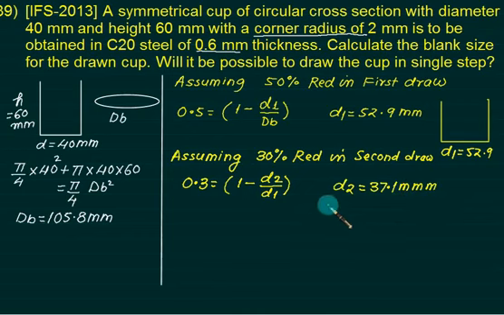So anything from 32.7, 32.1 less than d less than 52.9 you can attain in 2 draws. So how many draws are required? Is it possible to draw in a single step or 2 steps? 2 steps. So you require minimum 2 draws.